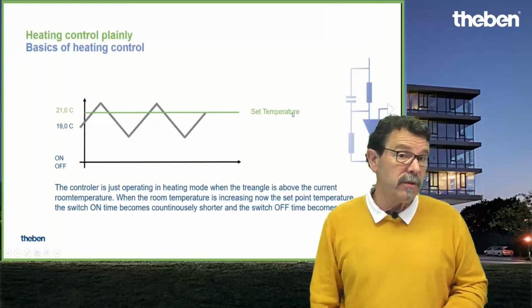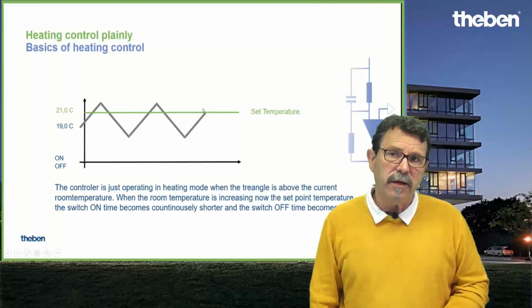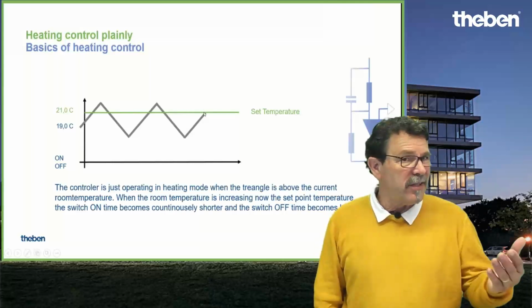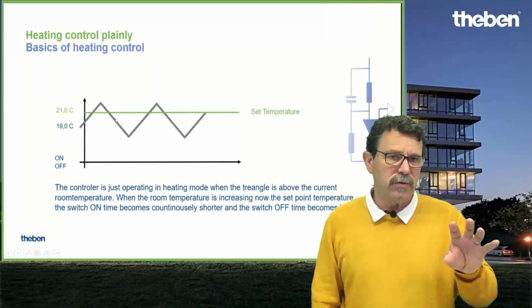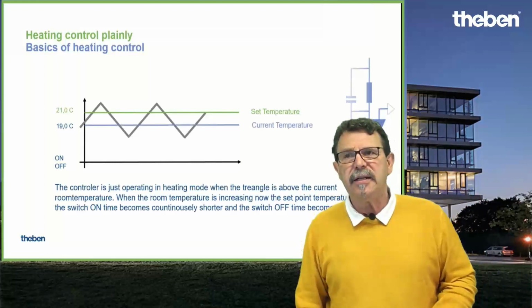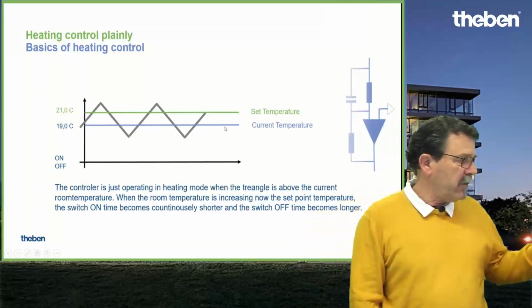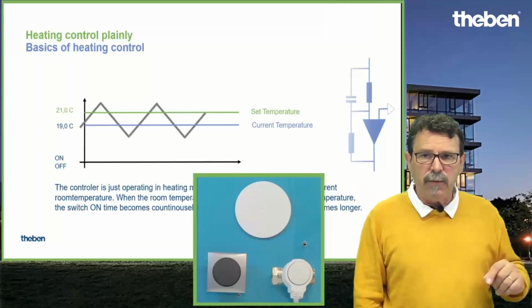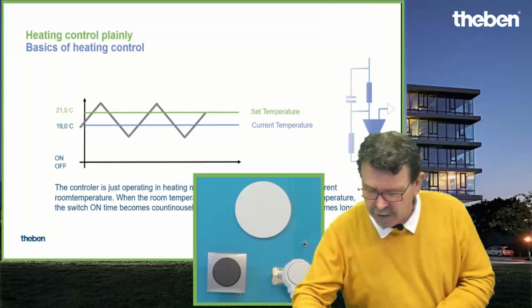Or we have PWM control, and a PWM control is like that. So we have here, for instance, my set temperature, my desired favorite temperature, and there is a kind of triangle put upon it, virtually due to electronics and software. Let's assume we now have the current temperature here, and for that purpose I will show you how it works in real.